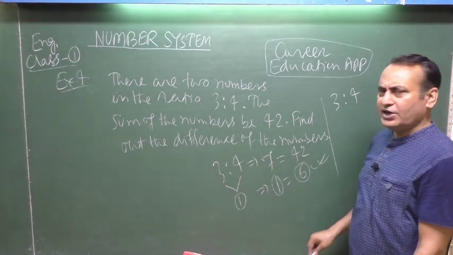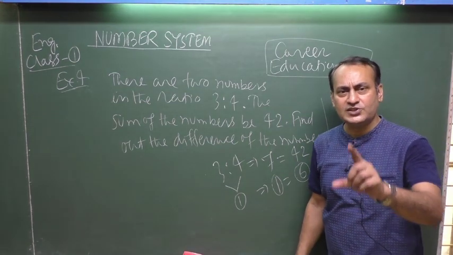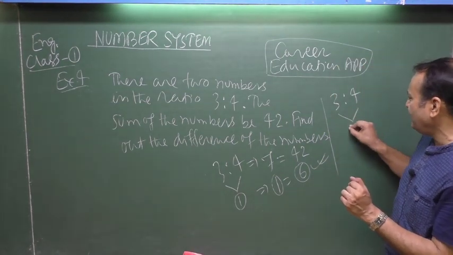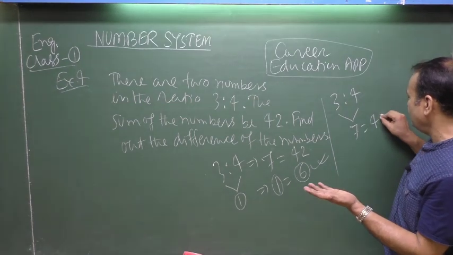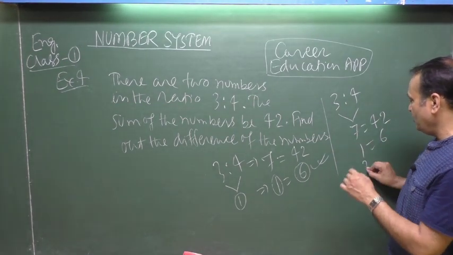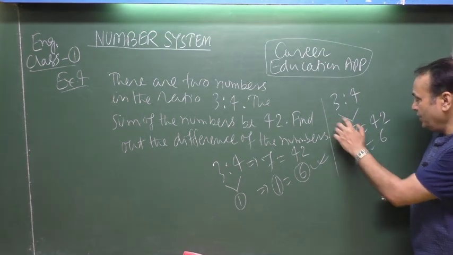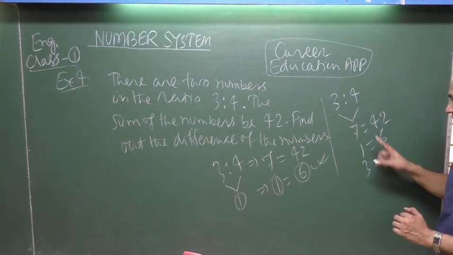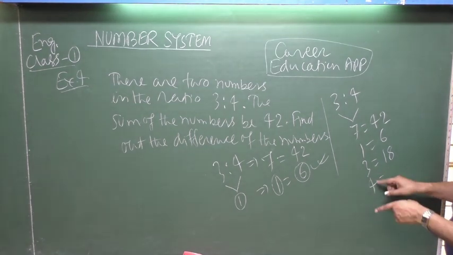There are 2 numbers in the ratio 3:4. The question says sum total, that means 7 units equal 42. 1 unit equals 6. Then 3 units equal 18.